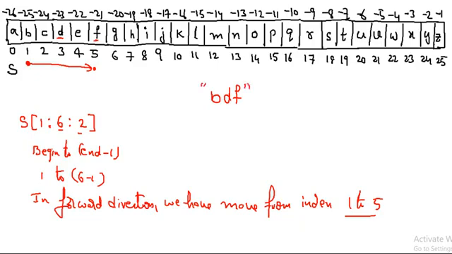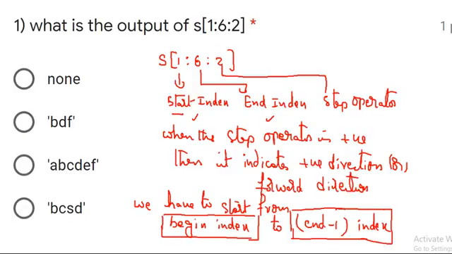So what is the answer for this string? The answer for this string is B, D, F. That means when you take the string of 1 colon 6 colon 2, the answer will be B, D, F. If you execute this, you will get the answer as B, D, F.